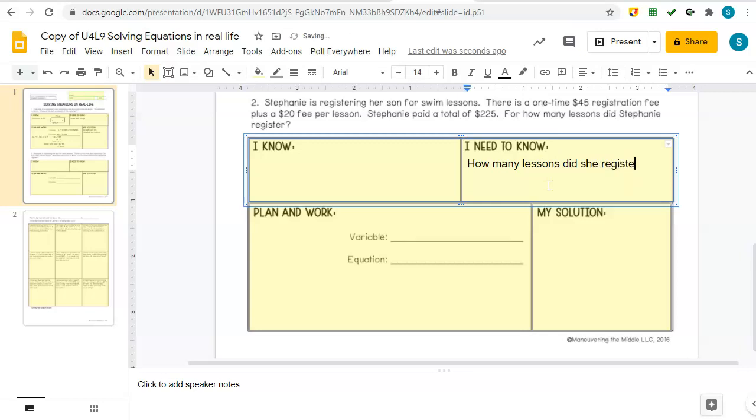Did she register for? Alright, we know $20 per lesson. That's a ratio or a rate. To get the cost, anytime we have a per, well, that's a ratio. We're probably going to have to multiply that by the number of lessons. And then we had a $45 registration fee.